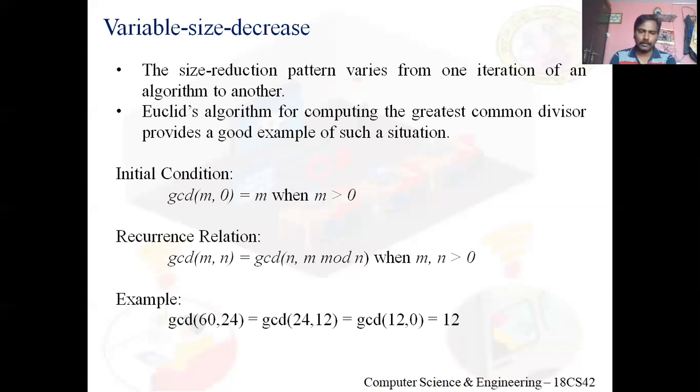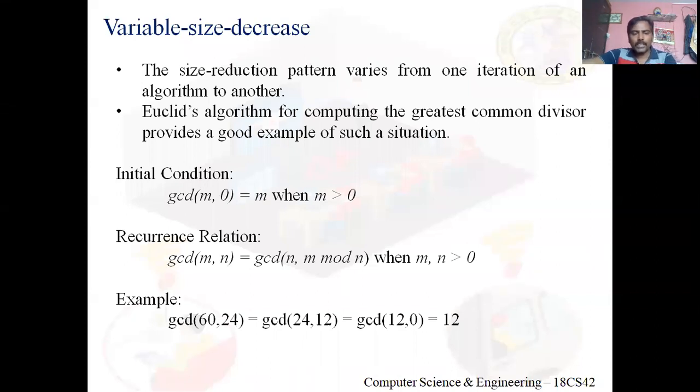Exploit the relation between the problem GCD with these two instances, that is 60 and 24, and a problem with some other smaller instance, less than 60 and 24. Clear? So now, according to the recurrence relation, what happens? What does the recurrence relation say? GCD of m comma n equals GCD of n.